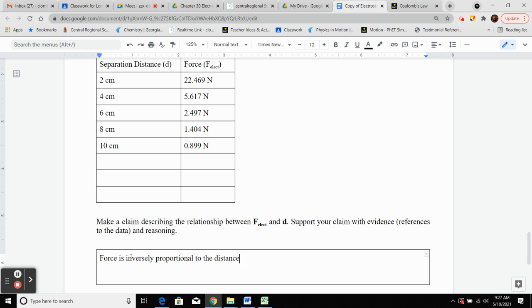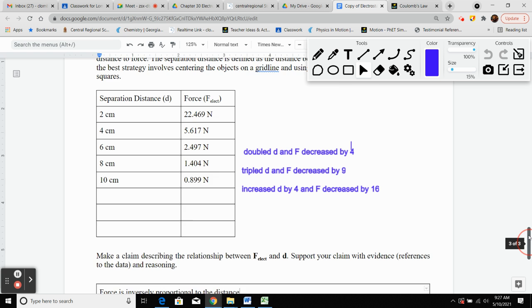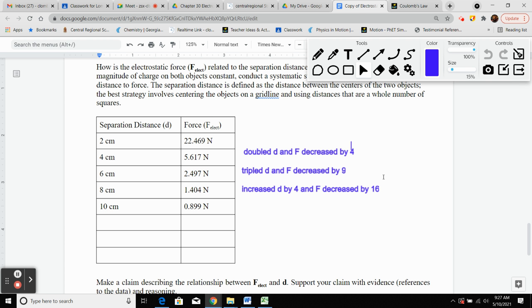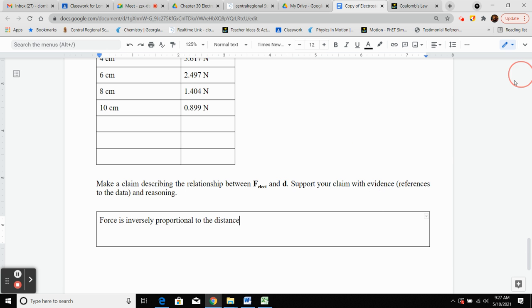Now, what that would mean, if I just said that, is if I double the distance, force should be cut in half. If I triple the distance, the force should be cut to a third. Was that happening? No, that wasn't happening. What was happening? Decreasing by 4, 9, 16. We said 25. Not by doubles, but multiples. Squared. The squares. All right, so force is inversely proportional to the distance squared.